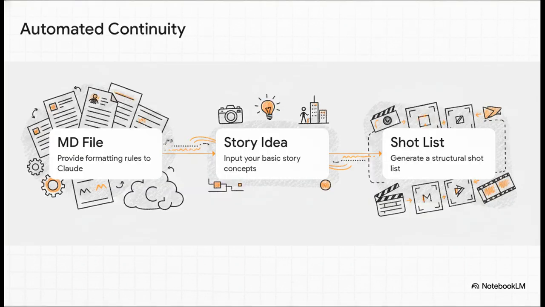To avoid continuity errors like that disappearing TV, you need a solid plan. And you can automate this by leveraging AI tools like Claude. Here's how. You provide an MD file, which is just a simple markdown text document containing your formatting rules and prompting techniques, and then you input your basic story idea. Claude processes those rules and spits out a detailed structural shot list. You're basically taking the creative guesswork out of continuity, ensuring every single object is accounted for before you even generate a single frame of video.